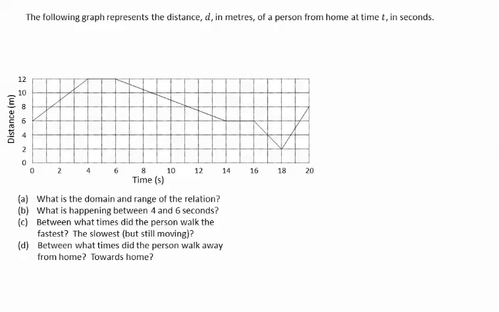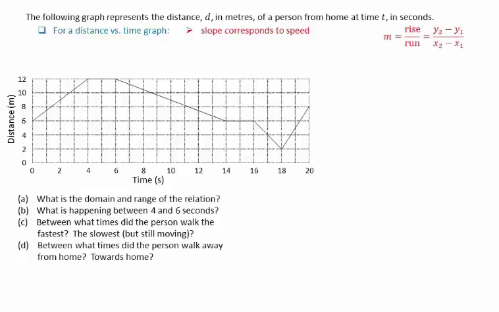The following graph represents the distance, d, in meters, of a person from home at time t in seconds. For a distance versus time graph, the slope corresponds to the speed. Be aware, however, that for speed, we only consider the magnitude of the slope. The sign only gives information about the direction of motion.